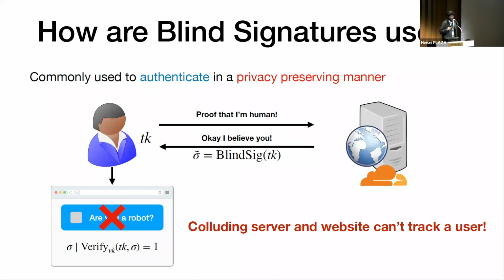An important thing to note here is that a colluding server and a website is not going to be able to track a user. This would be very bad for privacy if instead of blind signatures, you just use signatures.